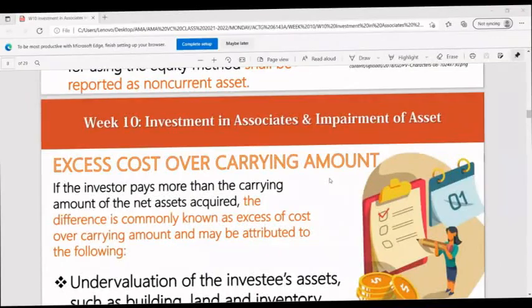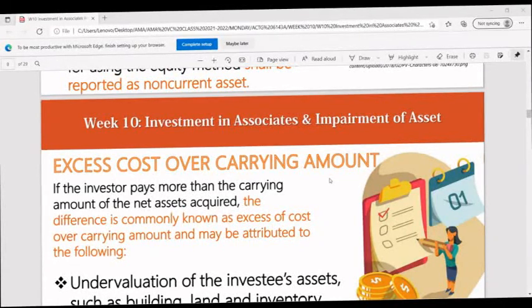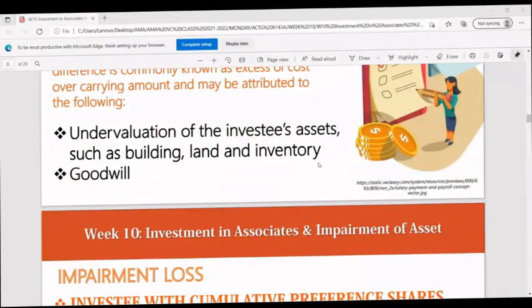So excess cost over carrying amount: if the investor pays more than the carrying amount of the net assets acquired, the difference is commonly known as excess of cost over carrying amount and may be attributed to the following: undervaluation of the investee's assets such as building, land, and inventory, goodwill.